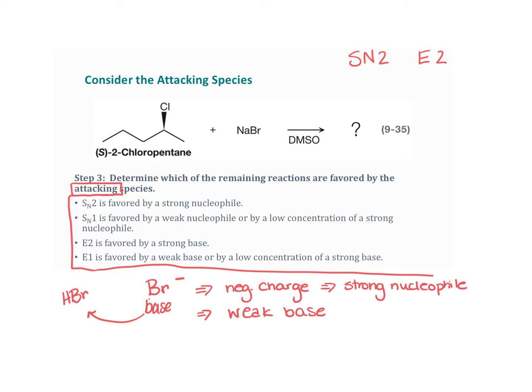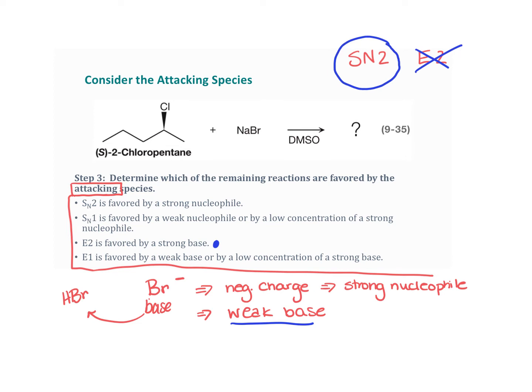So what we can do here is rule out an E2, because E2 is all we've got left, and it's favored by a strong base. So I'm going to make that a blue dot. So I come up here and I say, okay, I got a weak base, so it can't be an E2 reaction. So that means most likely this reaction is going to proceed by an SN2 mechanism, right?